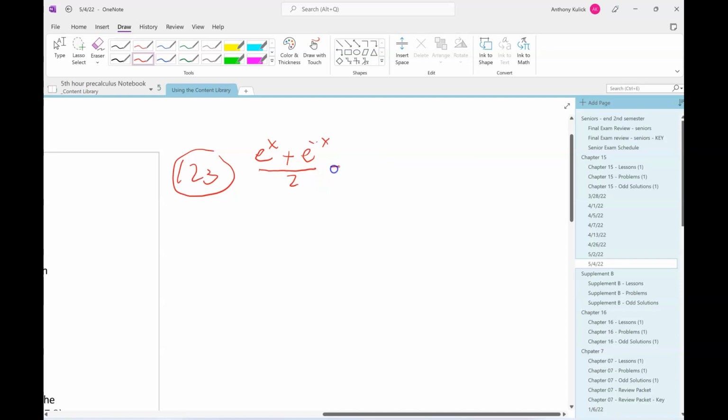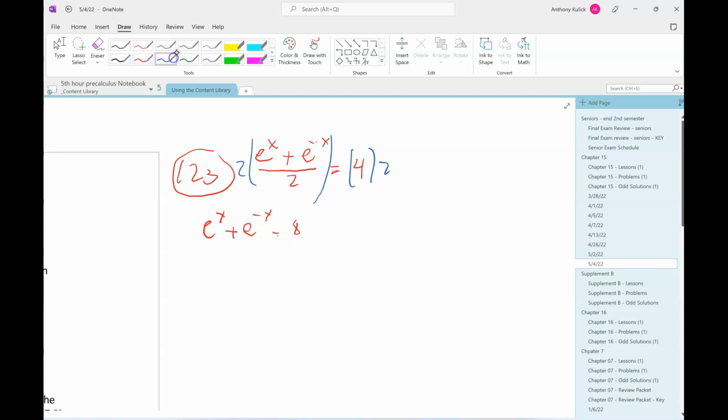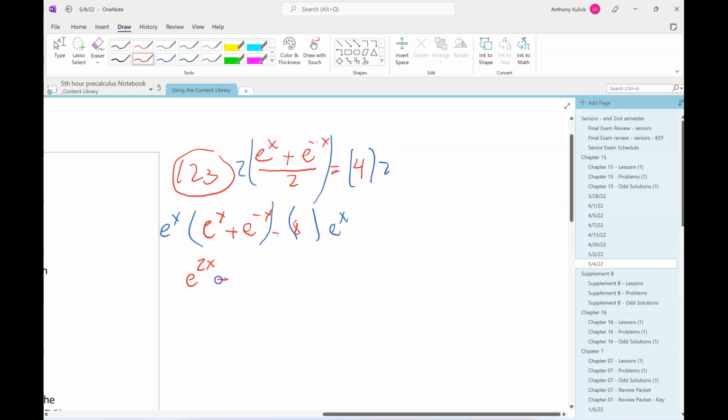Oh, well, there should be an equal sign there. If you're looking at the problem, there's no equal sign between the fraction and the 4. So first thing we do is multiply both sides by 2 to get rid of the fraction part. And the next thing I would do is multiply both sides by e to the x.